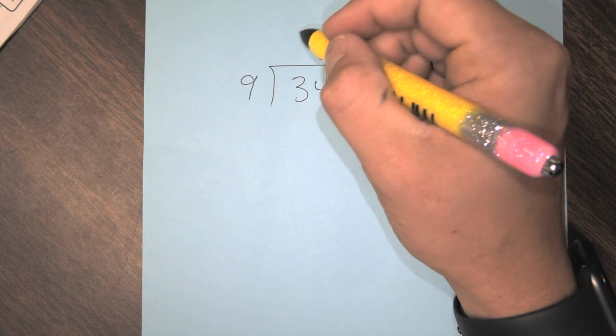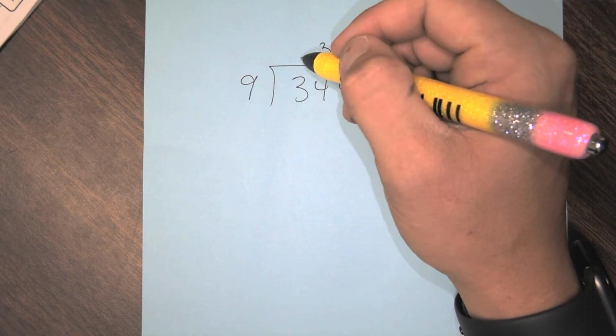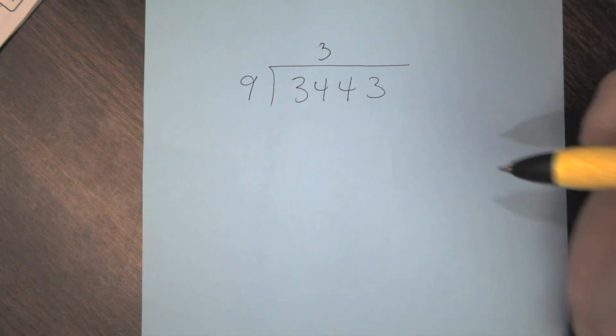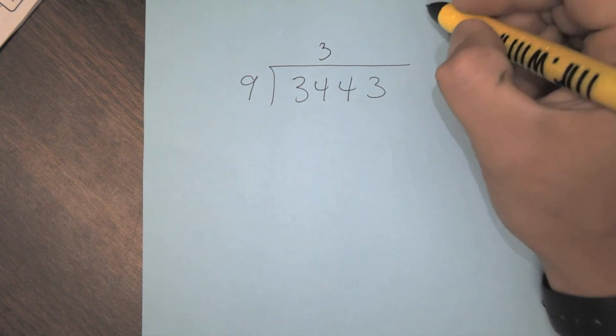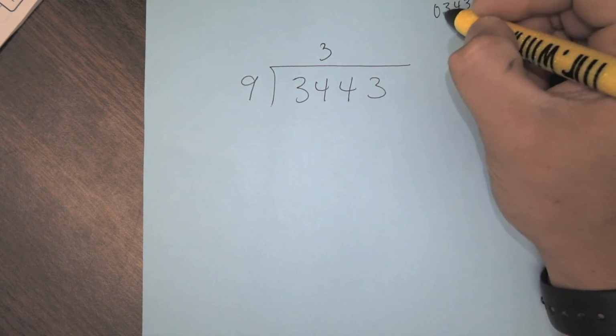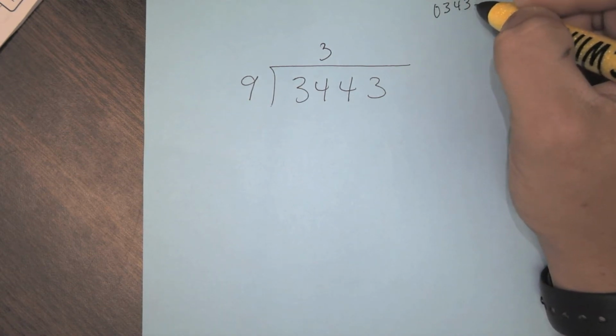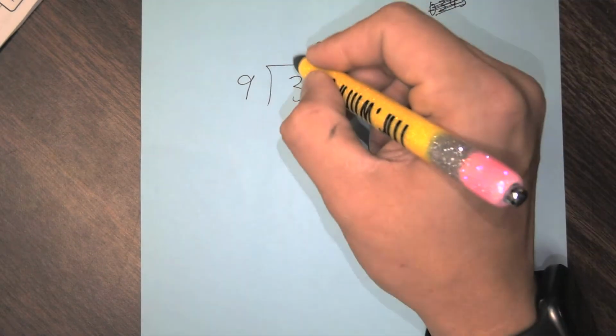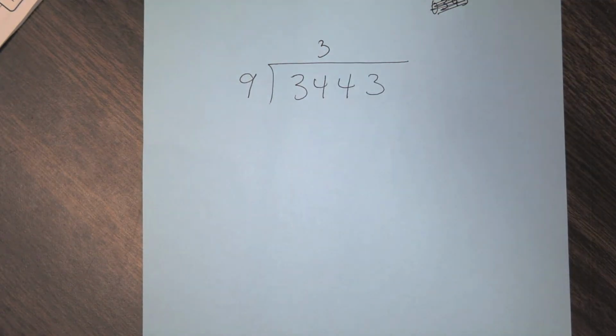Now, there are times where you can put a 0 there. That's fine. But remember, when you write your answer, we don't write 0343 or whatever it's going to be. You don't put a 0 in front of that. It's not how we write numbers. So don't forget that part. But for right now, if you want to just put a 0 there, totally fine. Just don't write it with your answer.